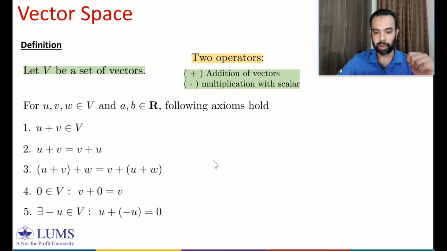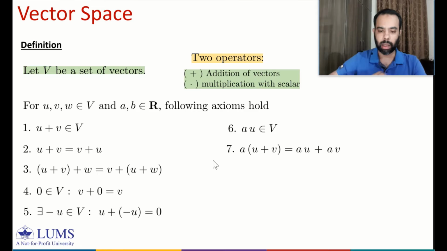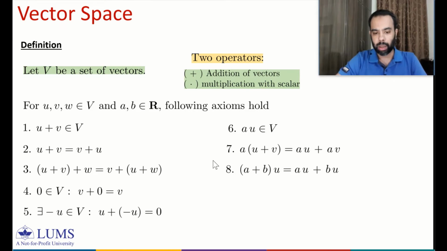Now let's talk about 5 more axioms. a is a scalar. You multiply a vector with a scalar, and you remain in the set V. So au belongs to V. The seventh axiom: multiplication of a scalar with an addition of vectors is equal to scaling first and then followed by the addition. The eighth axiom would be a plus b times u is equal to au plus bu.